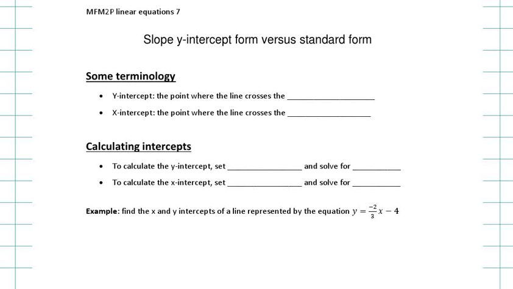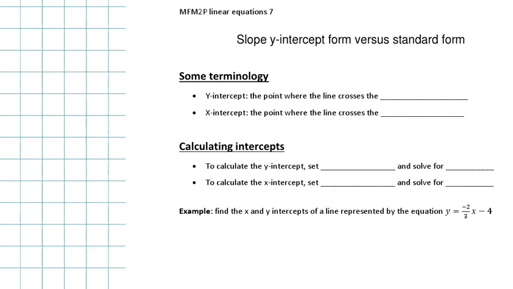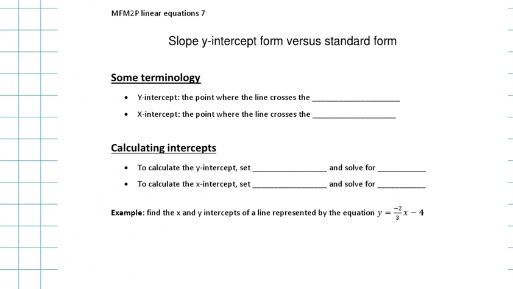Okay, so the equation of the line can be written in two different formats. It can be written in the slope y-intercept format, and also in the standard format. There are two formats that we're going to talk about today, and we're going to learn how to go from the standard to the slope y-intercept format. I'll talk more about these formats later, but let's go back and review some terminologies first.